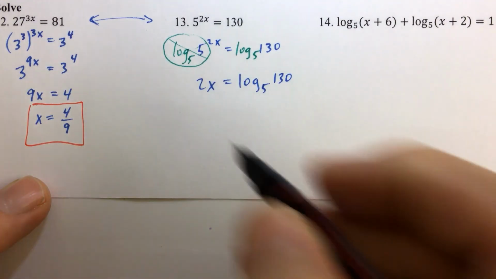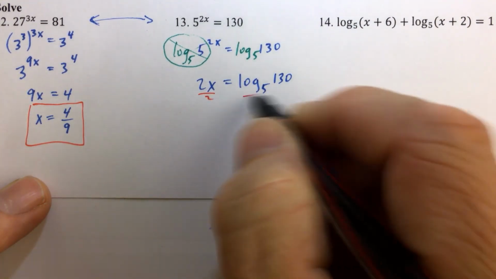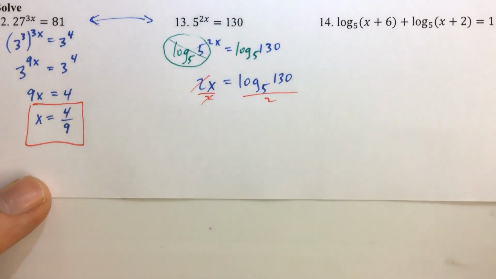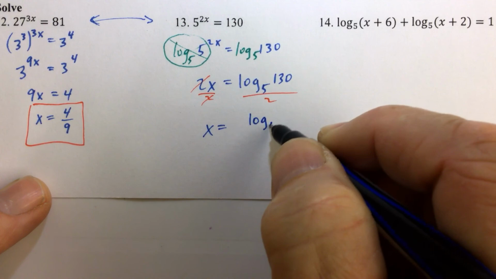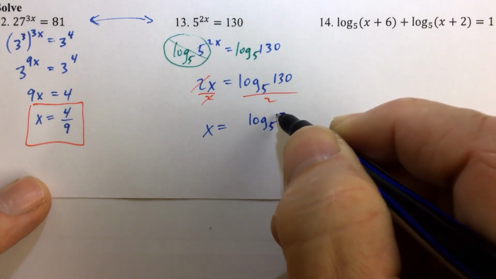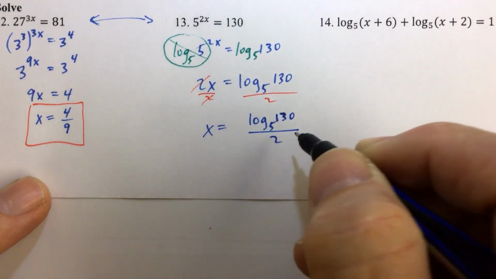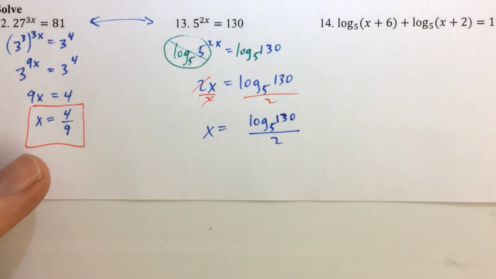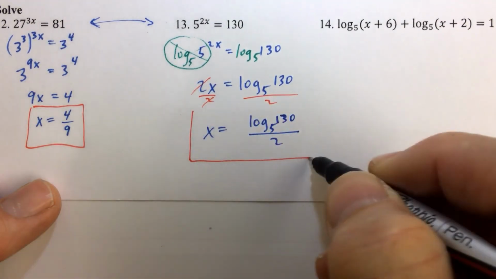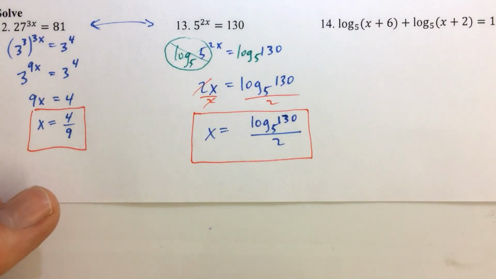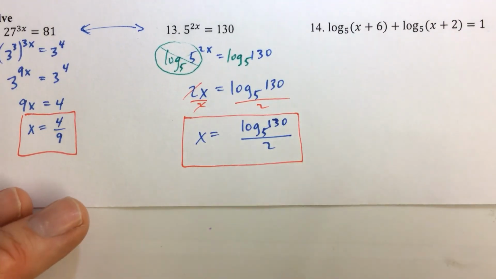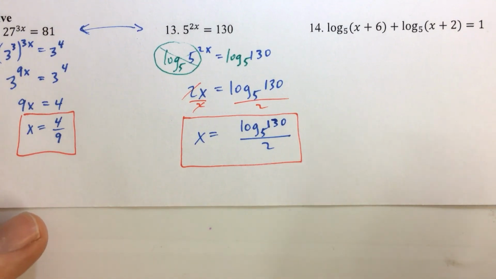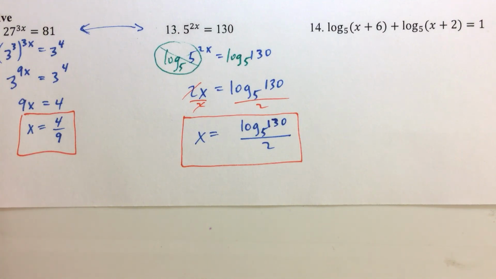Anytime we have 2 times a number equaling something, we can just divide both sides by 2, and then we free up the x, and so we get x equals the log base 5 of 130 all over 2. There are other ways to write that, but that is a valid expression, and that's what x is equal to, so we're going to go with that. Now, for number 14, I'm going to pick it up in the next video, because then I can do the second page as well.